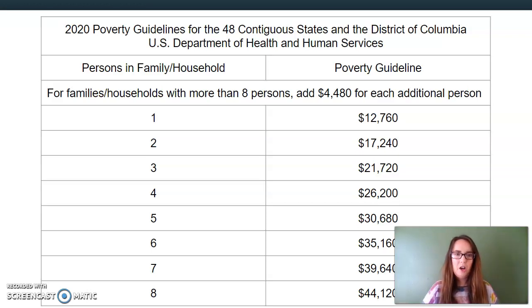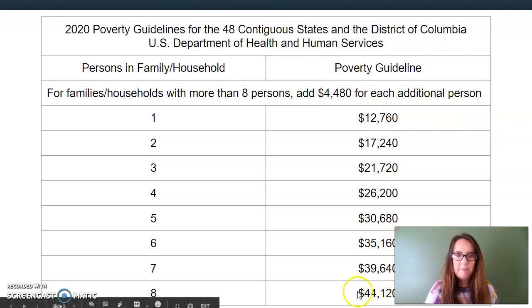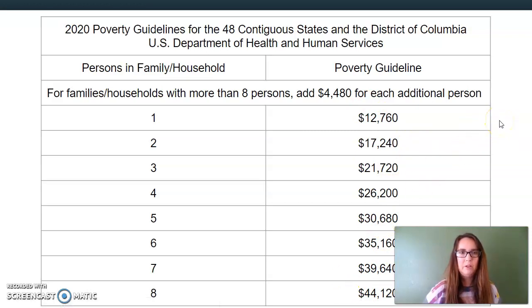And this continues on down to 8 people. It gives an income amount of how much money they need to be making, or lack of money that they're making, to be considered in poverty. If there are more than 8 people, they add a base amount of $4,480 for each additional person. So you would add that on to the amount for 8 people, for 9 people, and continue on for however many more people. So when I refer to a family living in poverty, it's how many people are living in the house and how much income that household is making.